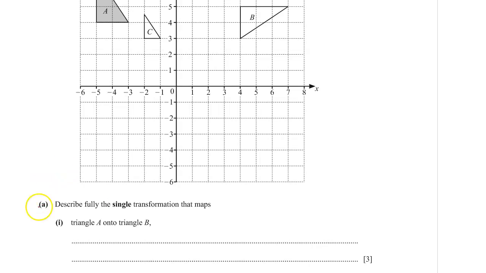This is a rotation. 90 degrees clockwise. Center of rotation is the origin.